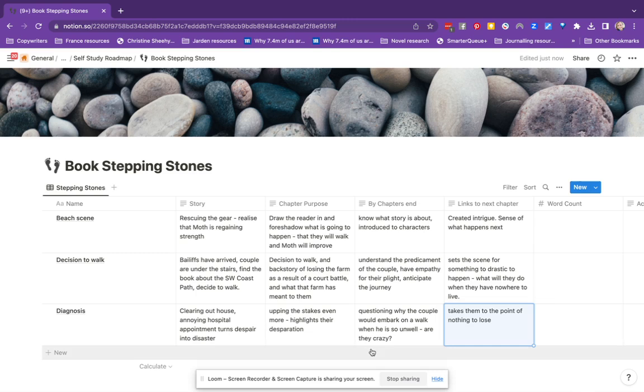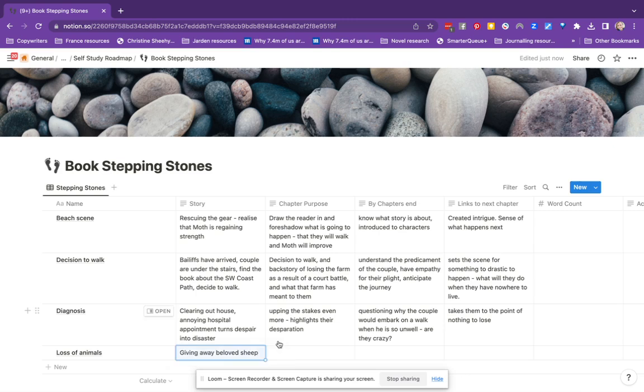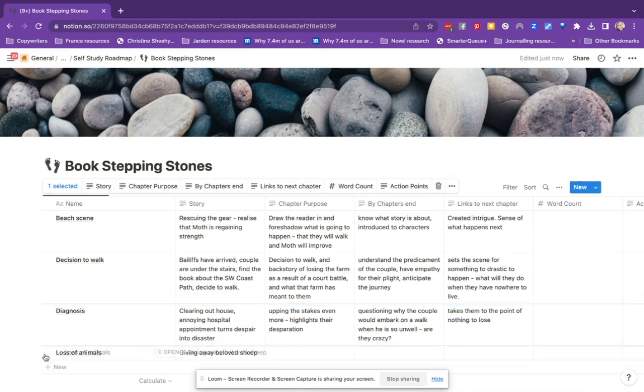And it's good to fill out as many of these as you can, because you'll start to see, actually, no, if I was to write about giving away the sheep, lots of animals, say, which is something else they had to do, give away the pet sheep, giving away beloved sheep. Actually, they needed to do that before the diagnosis, so then I can start to see that actually that goes here. So if you click on these, try not to tick those boxes because they'll disappear, but if you click on those dots, you can move things around.